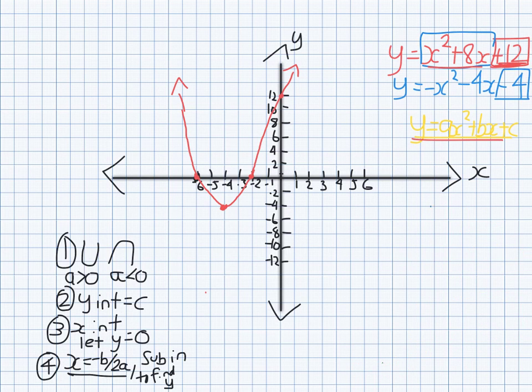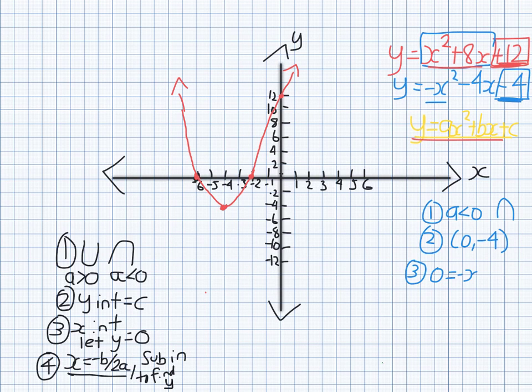Okay, let's look at the equation in blue. Here the coefficient of x squared is actually negative 1. Because a is negative, this is going to be a frowny face. Secondly, the y-intercept is the constant term, it's just minus 4.